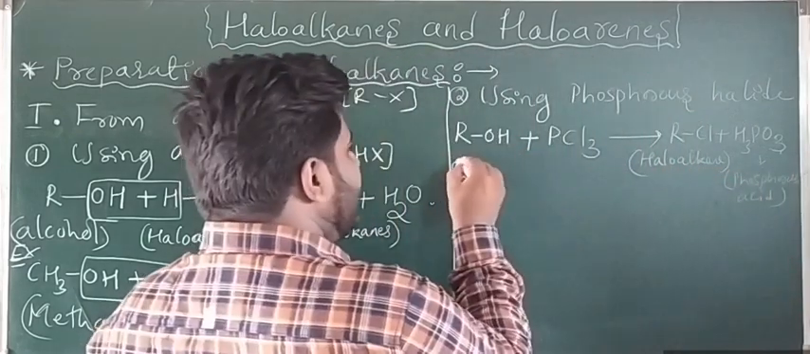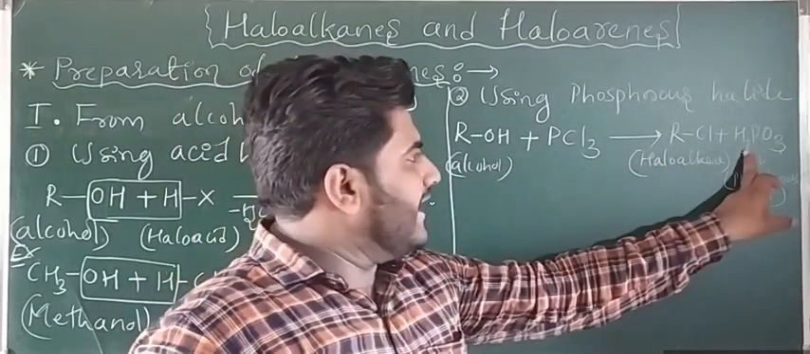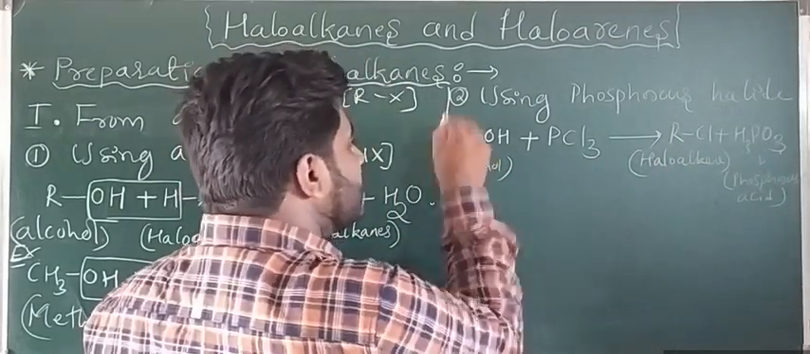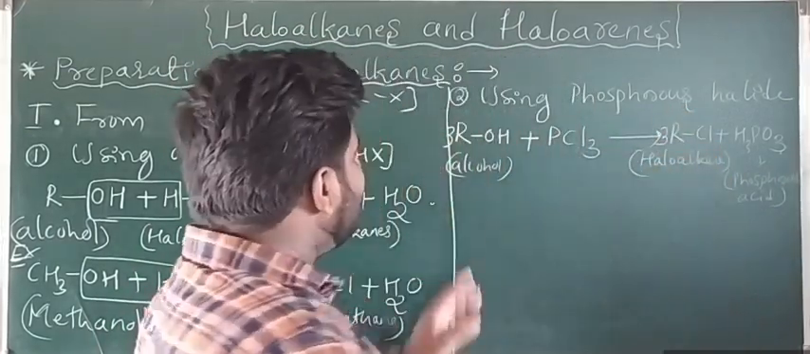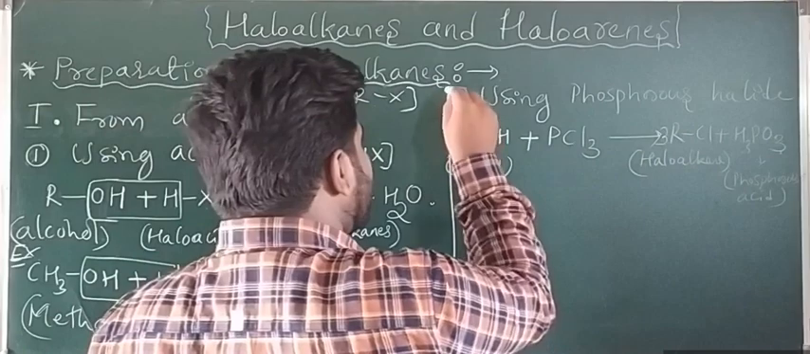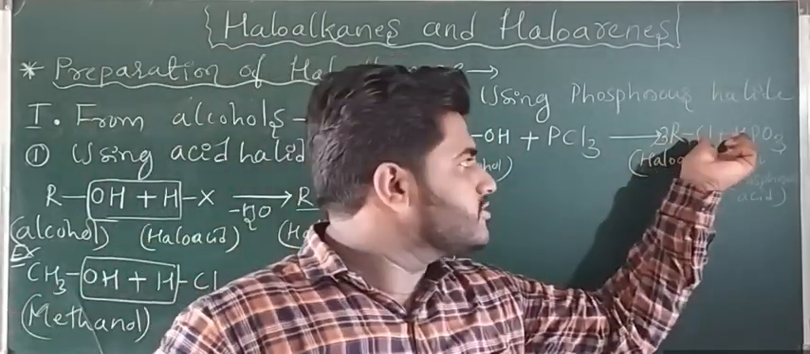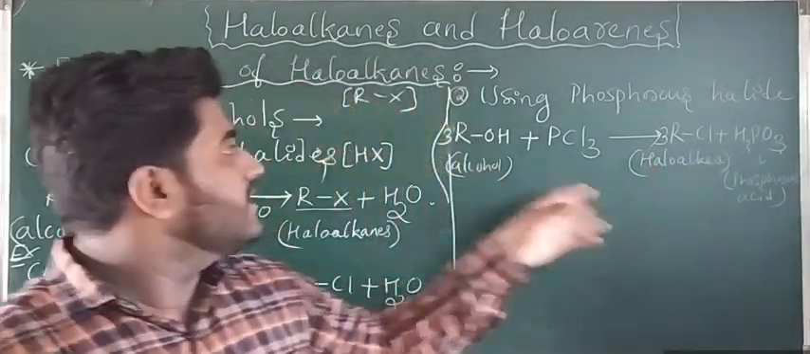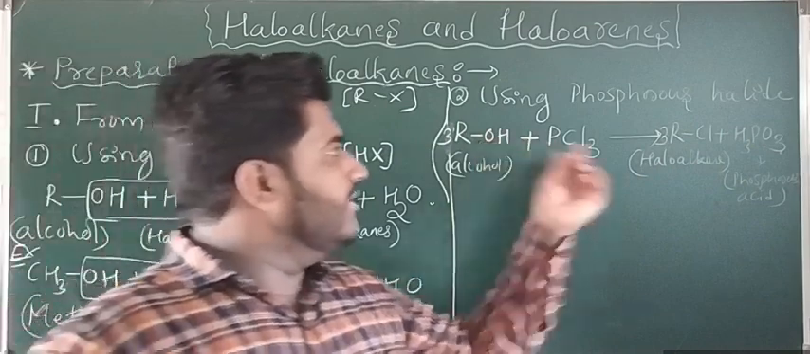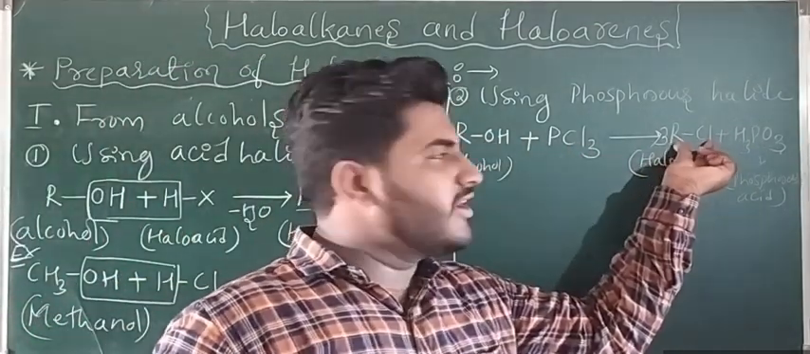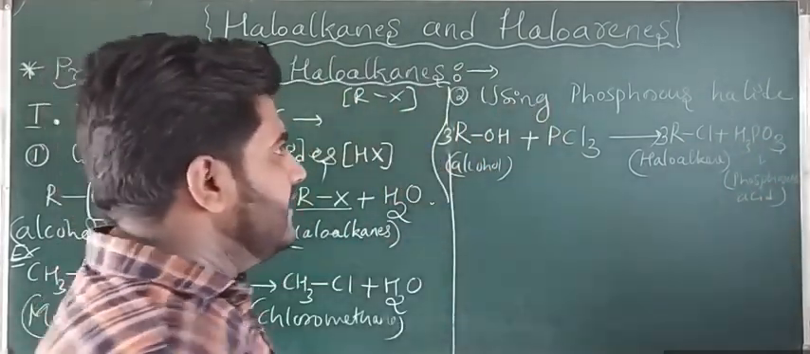This is alcohol, right? H3 is there, so we have to add 3 molecules here. If you add 3 molecules of ROH, 3 molecules of RCl are created. RCl means haloalkanes. So using phosphorus trichloride, if you add it to the alcohol, we get 3 molecules of alkyl halide or haloalkanes and H3PO3, nothing but phosphorus acid.